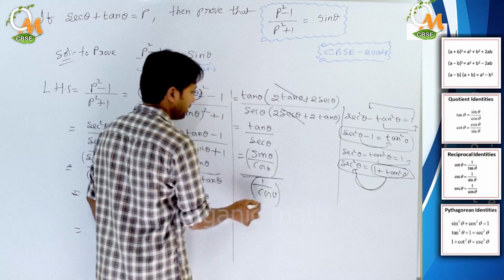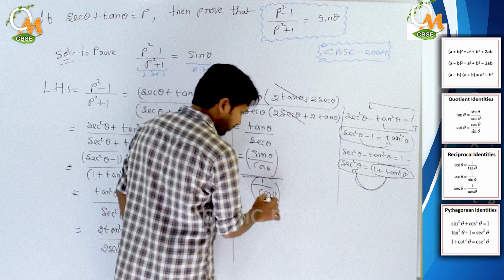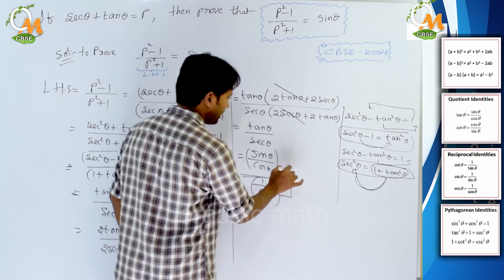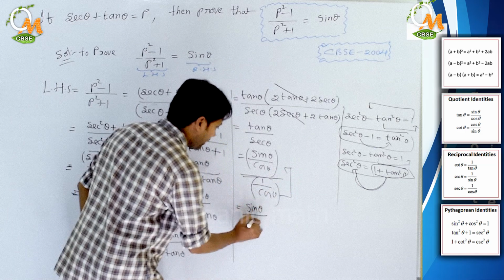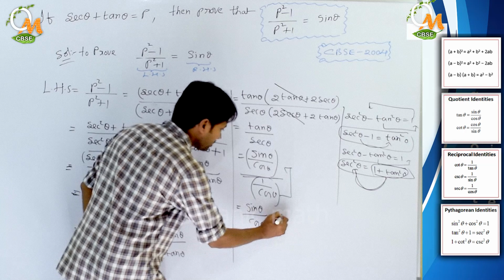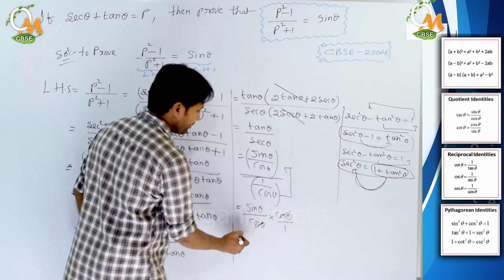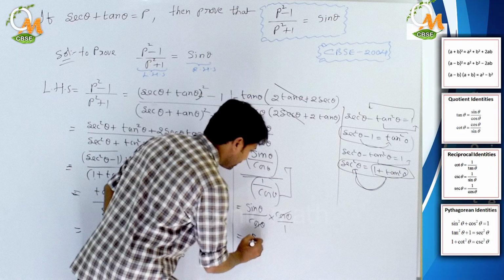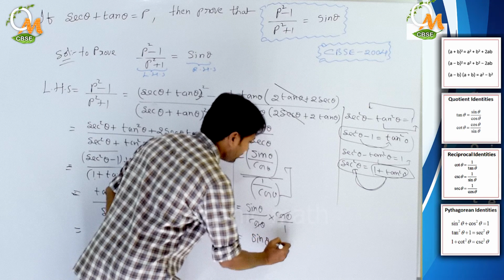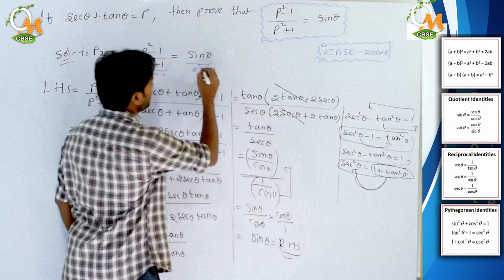So in this fraction we have a fraction in the denominator part, therefore it will be inverted. So what do we get here? Sin theta by cos theta into cos theta by 1. This will be reversed. So we can cancel cos theta in the numerator and denominator. What is left over here? Sin theta, right? This is equal to the RHS. So we obtained our RHS.